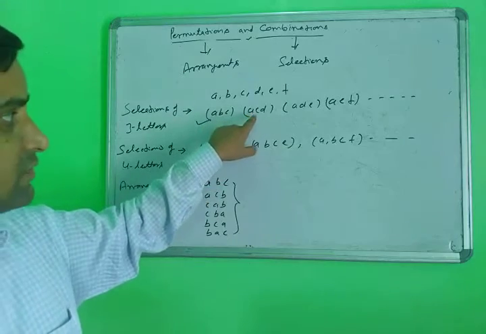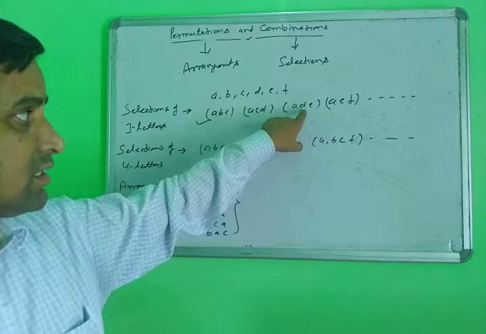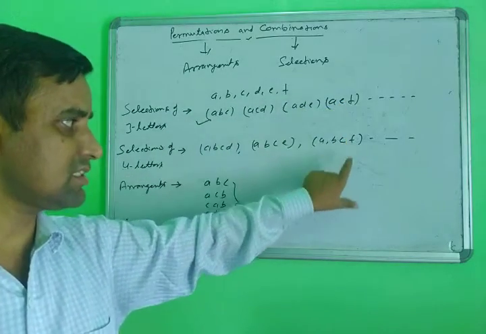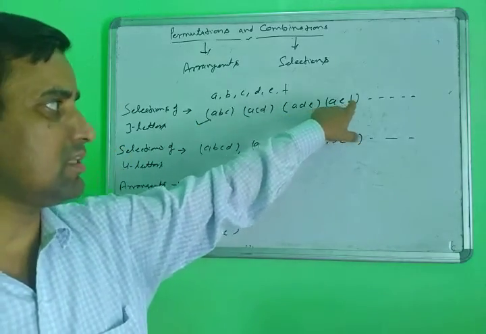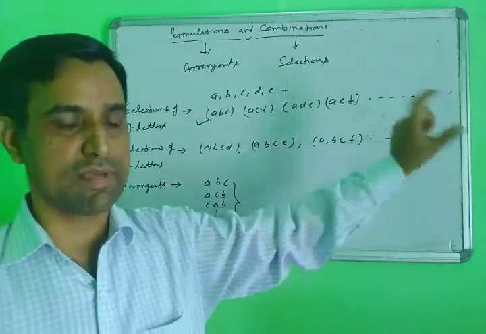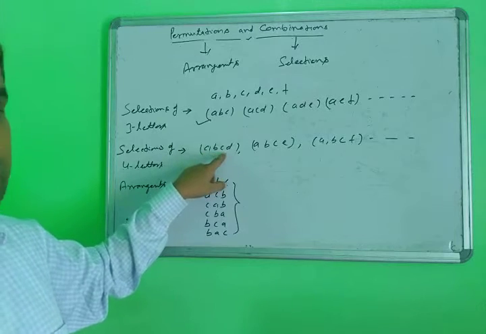Same here: this selection has 6 arrangements, this selection has 6 arrangements, and this one also has 6 arrangements. Every selection in these 3 letter selections has 6 arrangements. Similarly with A, B, C, D, 4 letters, each selection has different arrangements.